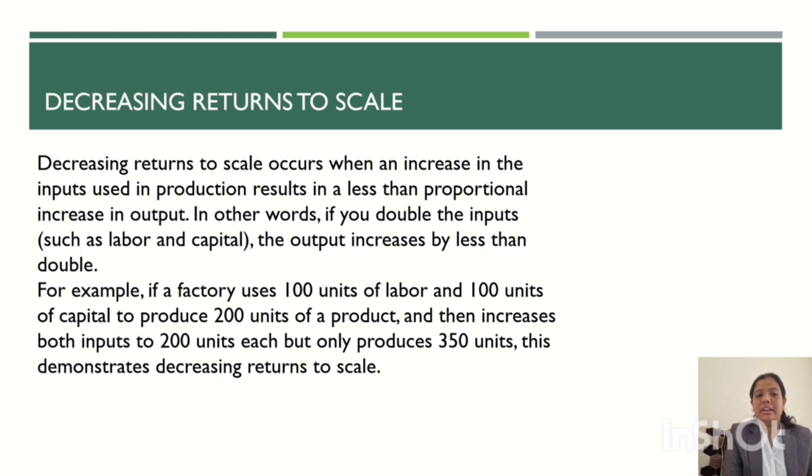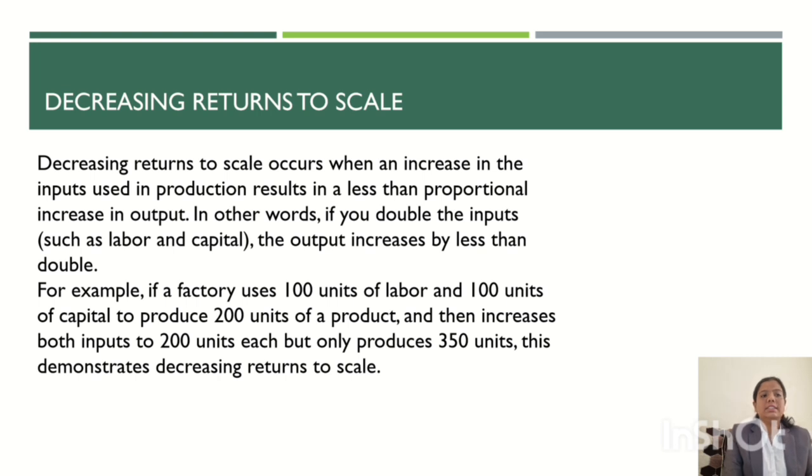We are using 100 units of labor and 100 units of capital to produce 200 units, and then increase by 200 units each, like 200 units of labor and 200 units of capital, and only produce 350 units. This demonstrates decreasing returns to scale.